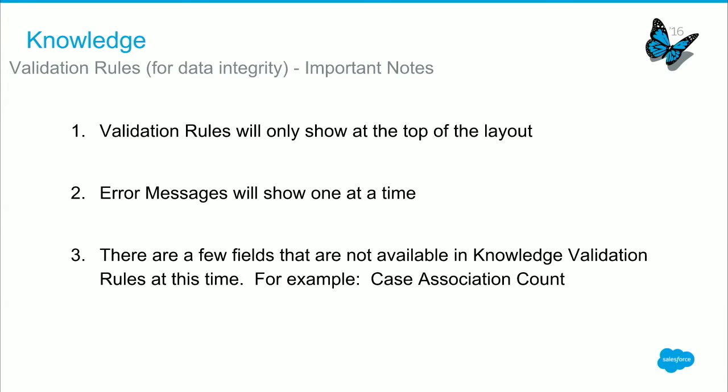And then the final item I wanted to mention is that there are a couple of fields about an article that cannot be used within the validation rule. For example, case association count. That's another item that we are planning to fix, but it may take us a couple releases to get there. So look at the documentation to figure out which fields those are.